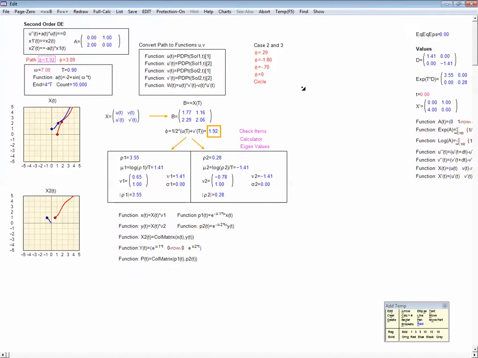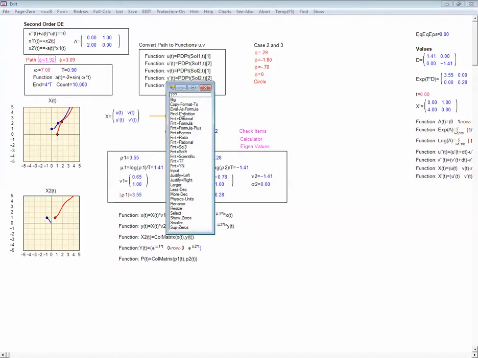And notice what happens when phi is a positive number. The two eigenvalues of the matrix B are also positive numbers. And one of them is going to have to be greater than 1, and the other one is going to have to be less than 1.